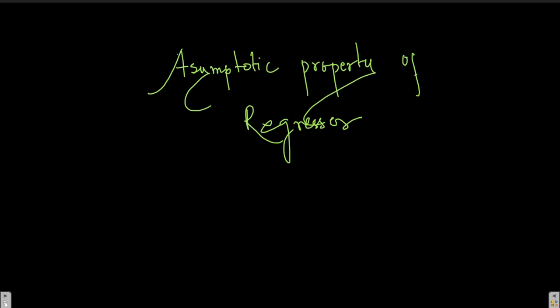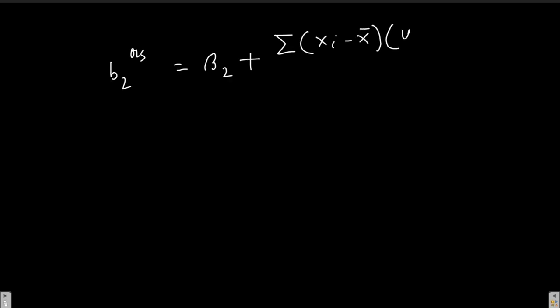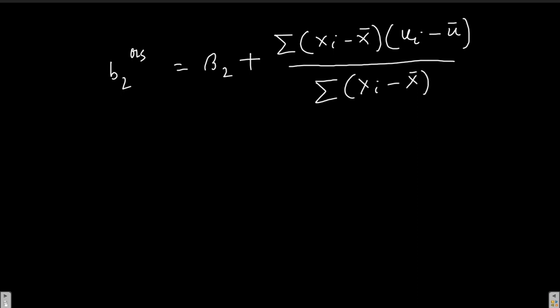Before I proceed to explain this idea, let me first write down a formula that we have been writing all throughout, and that is B2 OLS is equal to beta 2 plus the summation of (xi minus x bar) into (ui minus u bar), divided by the summation of (xi minus x bar) whole square, and the numerator as well as the denominator is over all n. Now we're familiar with this formulation, and this formulation is important.